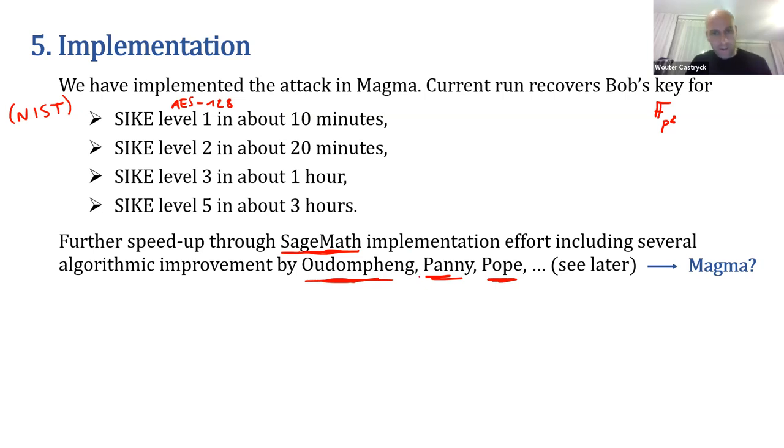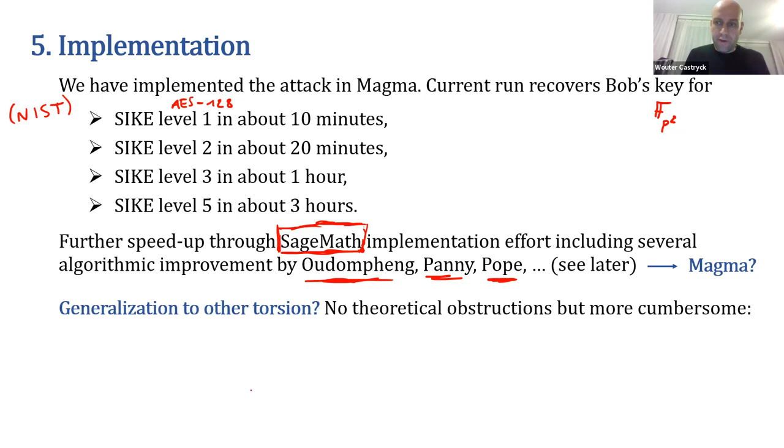It would be interesting, although of course we all support the open source aspect of Sage, the competition between Sage and Magma is also interesting to improve things on both ends. And so it would be interesting to see how an improvement of our code would perform in Magma.